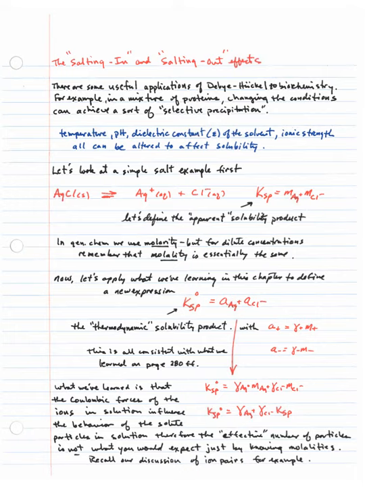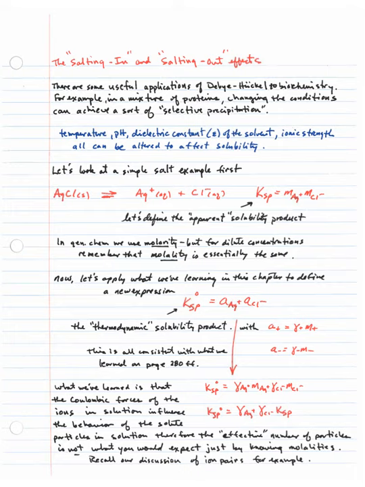Now, we'll define the, quote, apparent solubility product. This is close to what you learned in Gen Chem. In Gen Chem, you did molarities. Here, we're using molalities. And you might recall that molalities and molarities are basically the same when you have dilute concentrations. So KSP is the concentration of the cation times the concentration of the anion.